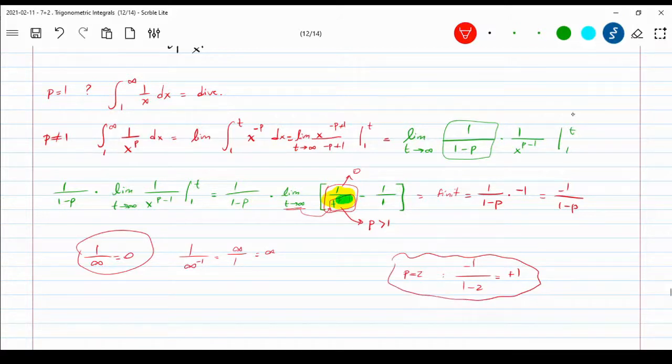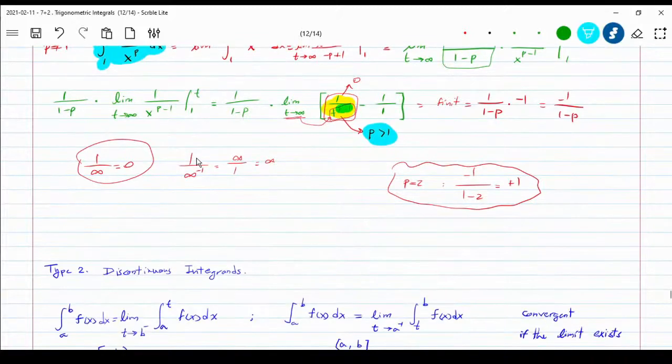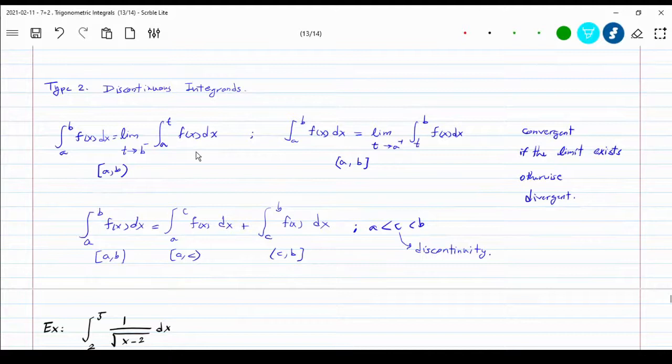So what we can conclude is, if p is greater than 1, then the integral of 1 over x to the power p from 1 to infinity is a convergent integral. This is one of the propositions that you could use when you compare other integrals with this 1 over x to the power p format. Okay, so this is enough for those examples involving infinite intervals.